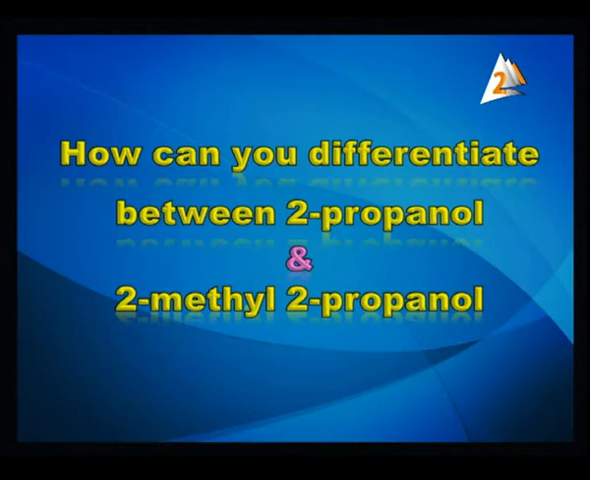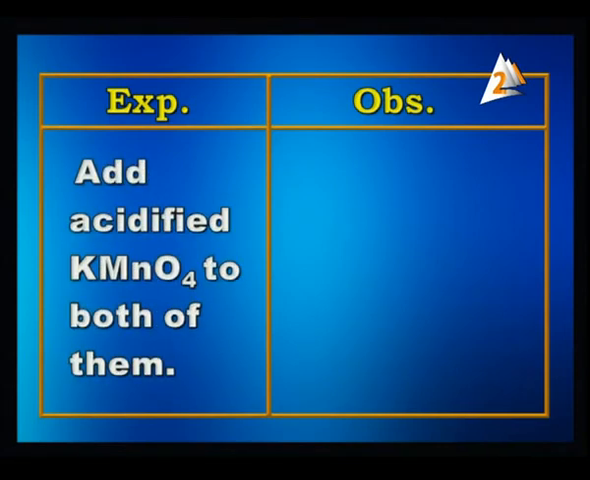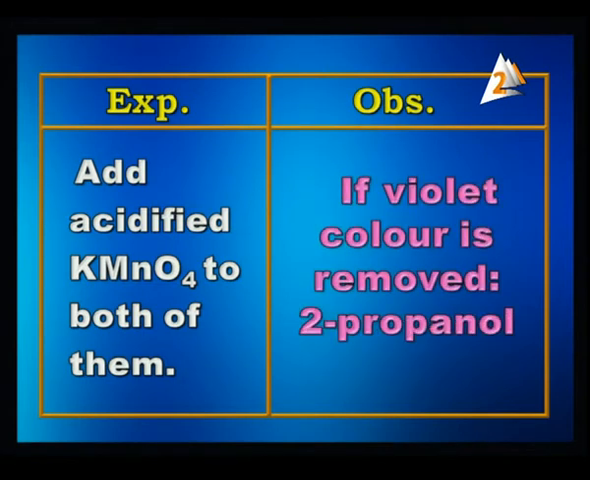Next question, how can you differentiate between 2-propanol and 2-methyl-2-propanol? Here's the experiment. Add acidified potassium permanganate to both of them. If the violet color remains, it will be 2-methyl-2-propanol. But if the violet color is removed, it will be 2-propanol.